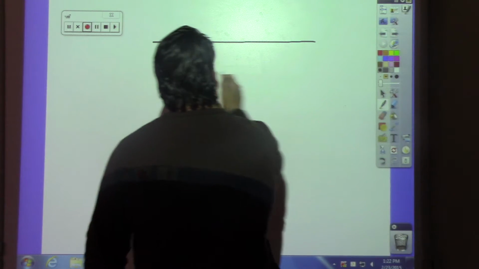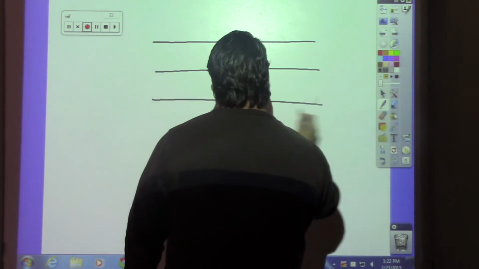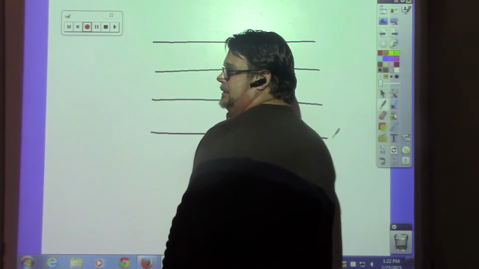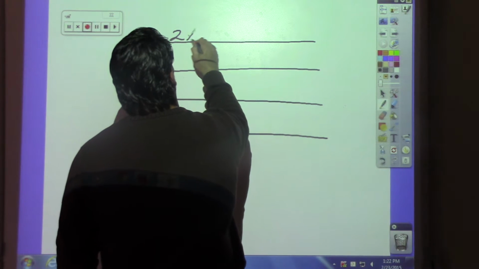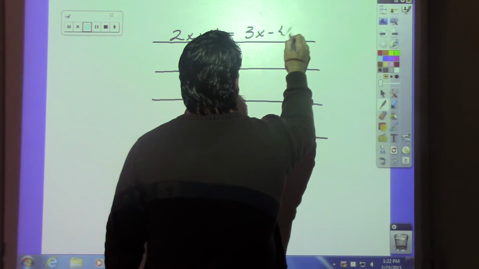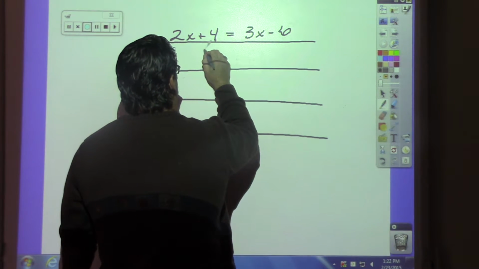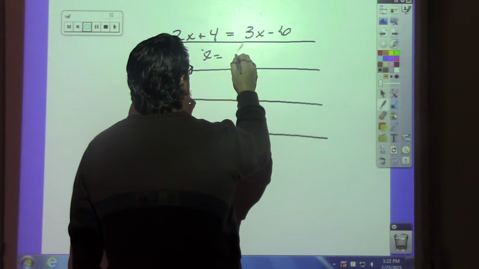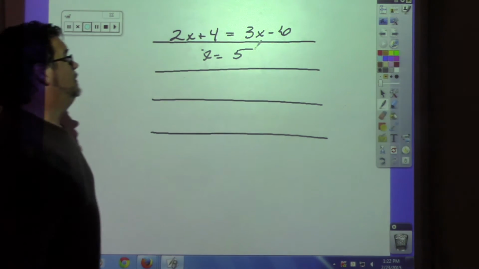Some of y'all, let me show you what y'all do, especially the guys. Here's your blue notebook paper marks right here. 2x plus 4 is equal to 3x minus 6. x is equal to 5. That's what y'all try to do.